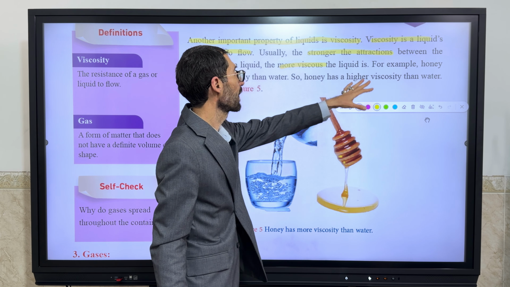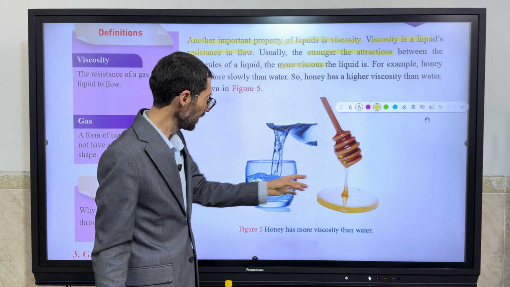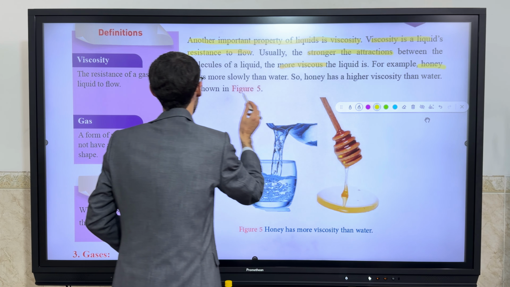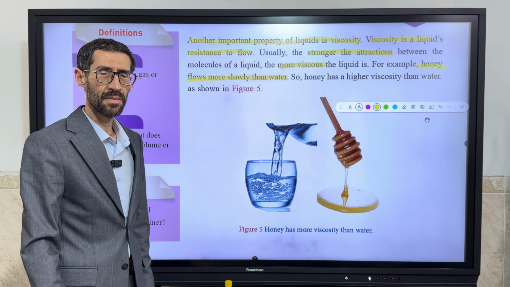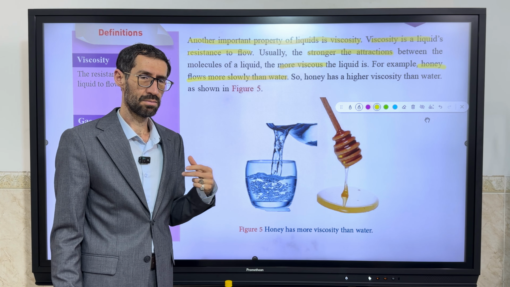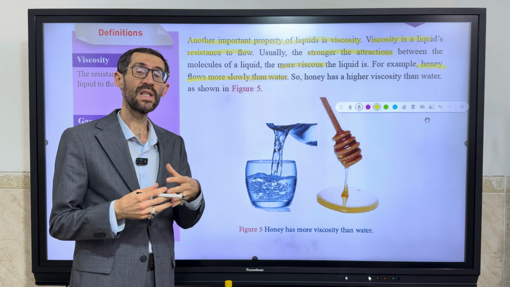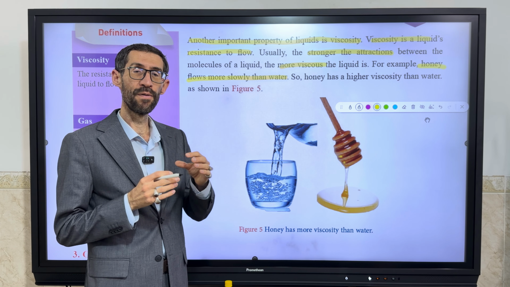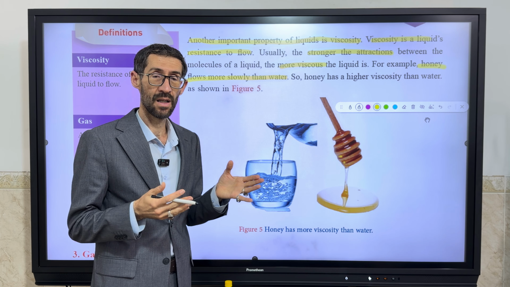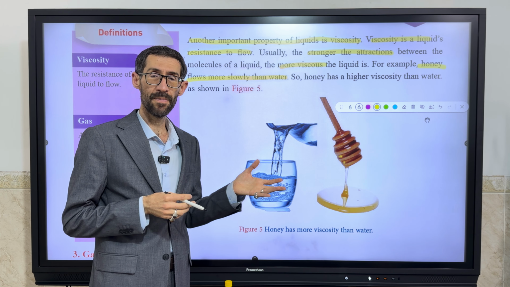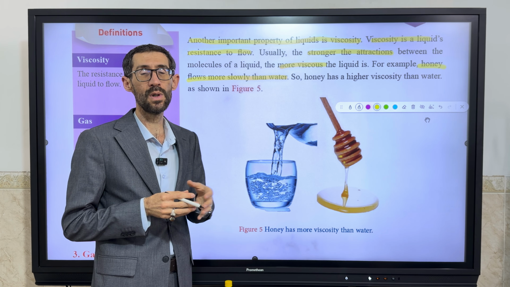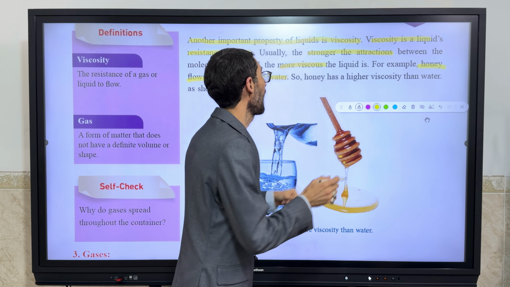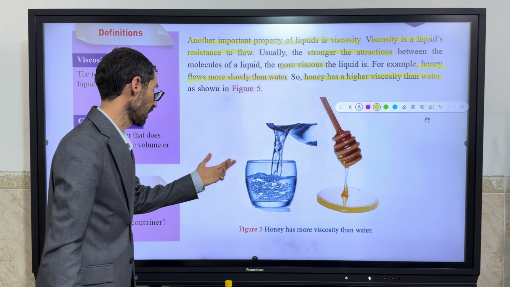It says, for example, honey, you see? So you have an example of honey versus water. It says honey flows more slowly than water. What does it mean? It means honey has a high viscosity, it is viscous, and water is non-viscous. I'm sure you know the answer, because honey moves very slowly, that's why it's viscous. But because water has a free motion, because water moves very fast, I can say it's non-viscous. So honey has a higher viscosity than water, as shown in the figure.